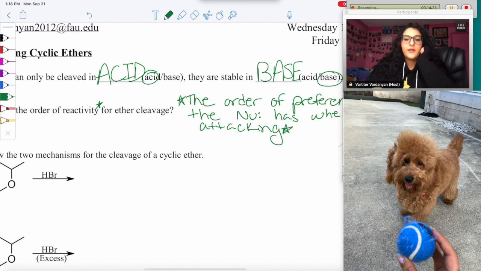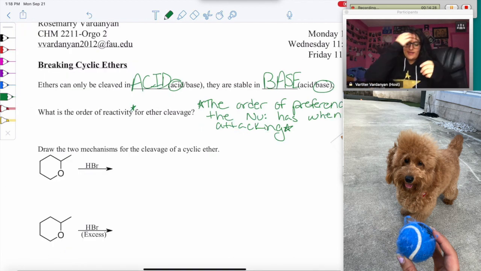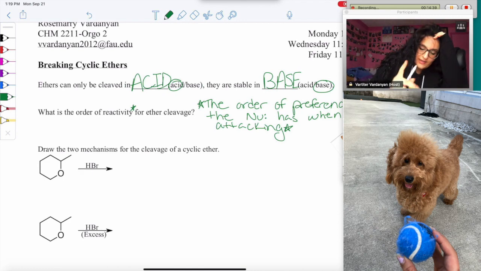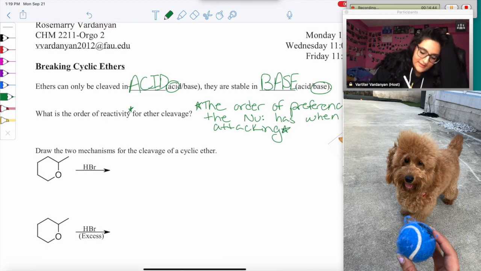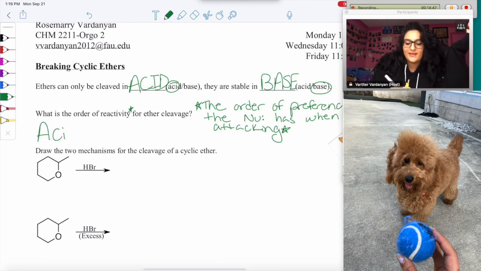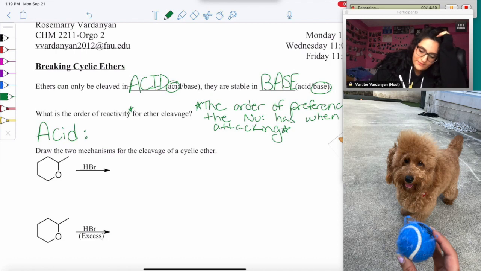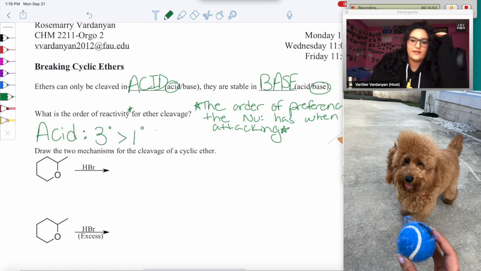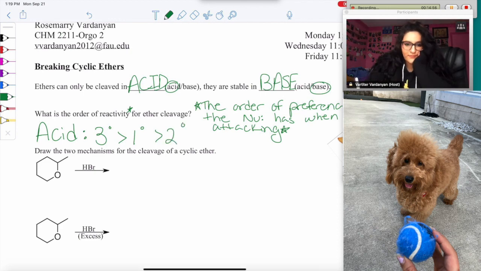So, I'm going to give you a fun way to remember this, and it's going to sound weird at first. I hope it makes you laugh, but you'll remember it. So, acids are a pain in the ass because they don't go in regular numerical order. And we know that regular cyclic ethers are only cleaved in acid. And since they are a pain in the ass, the order is tertiary, primary, secondary. And I'll explain what I mean by that in just one second. But are there any questions about what I have so far?